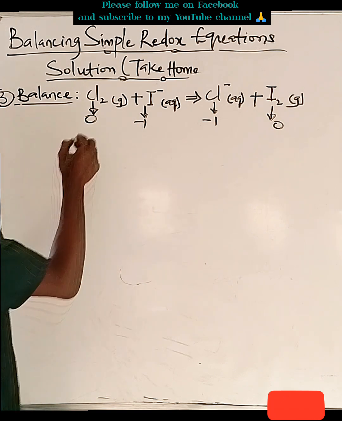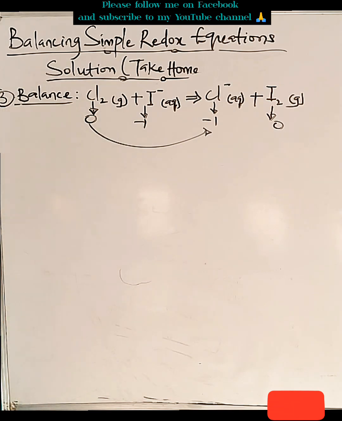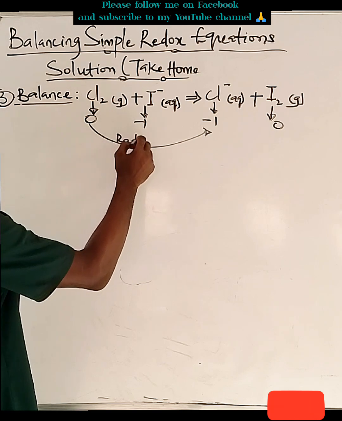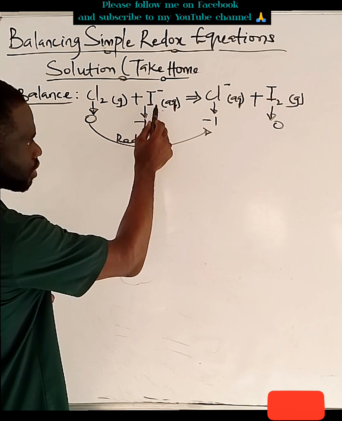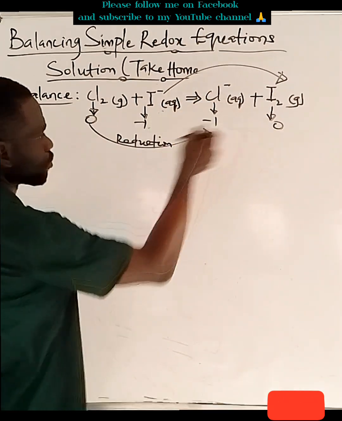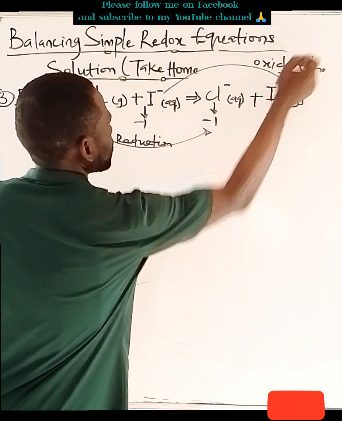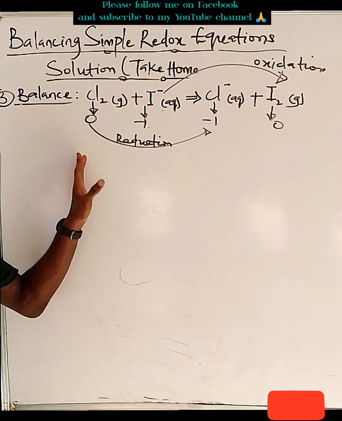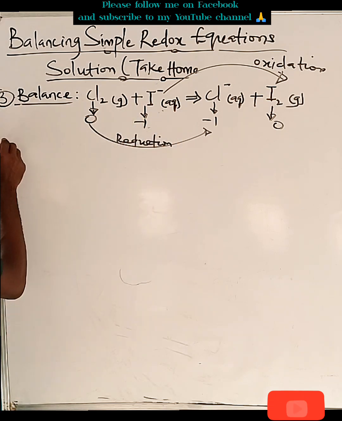For chlorine, it moved directly from 0 to -1. So chlorine experienced a reduction. From 0 to -1 is reduction. While iodine moved from -1 to 0. So there's an increment from -1 to 0, so there's an oxidation. An increase in oxidation number is called oxidation, while a decrease in oxidation number is called reduction. So first of all, we're going to work on the reduction first, or we can even choose to work on the oxidation first. Whichever one, we're going to get the same result.